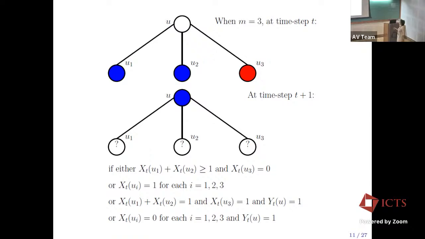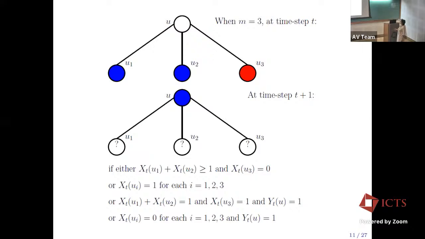Okay. So it was some color at time step t. And at time step t, this is m equal to 3, so it has 3 children. Two of the children were blue and one child was red, okay? So now how do you decide what's going to happen to the parent vertex U at time step t plus one?